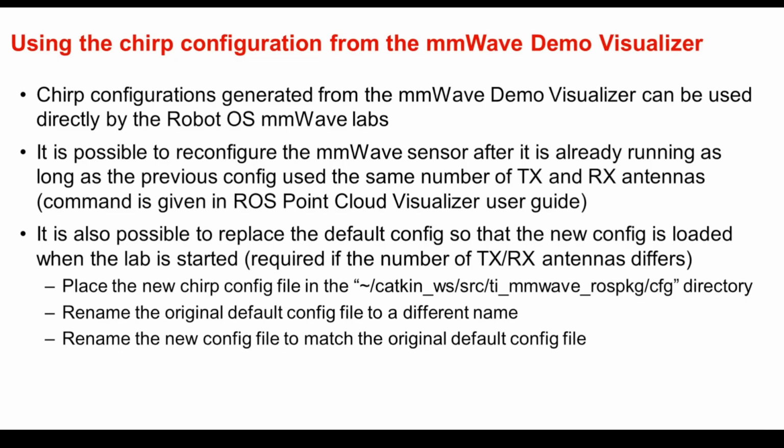Finally, rename the new config file to match the original default config file. The default config files in the ROS Point Cloud Visualizer Lab are named according to their configuration, such as 1443_2d.config, 1443_3d.config, or 1642_2d.config. The default config file for the Autonomous Robotics with ROS for mmWave lab is named 1443_3d_custom.config.